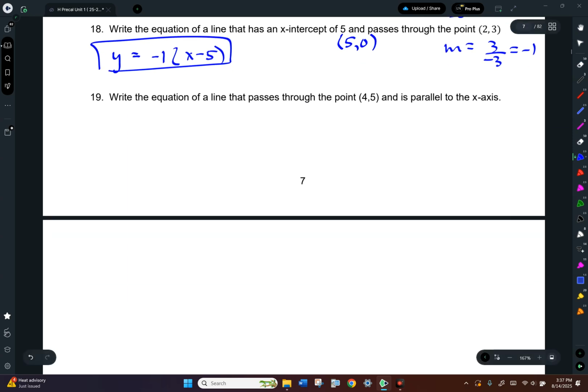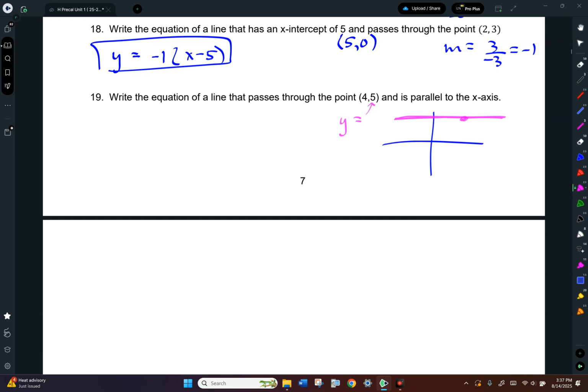Number 19, equation of a line that passes through this point and is parallel to the x-axis. I only have 1 point, and they don't give me another one so I can find the slope. So let's think about this. Here's my xy axis. I have a point 4, 5, so let's say the point 4, 5 is over here somewhere. I want to draw a line that goes through that point, and I want it to be parallel to the x-axis. So it's going to be a horizontal line. Okay. If it's a horizontal line, wouldn't the equation be y equals? Well, what does y equal? Y equals 5. Okay, so that is section 1.1.